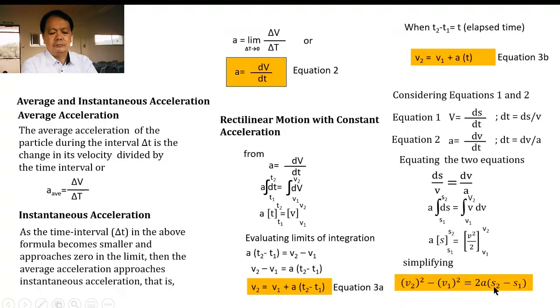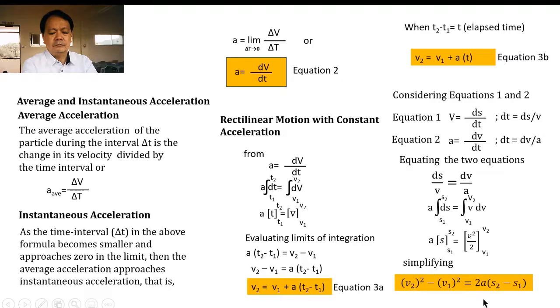Okay, makita natin that you have here s sub 2 minus s sub 1. Ano? If this s sub 2 minus s sub 1 shall be replaced by the change in the position, which shall be called s, therefore the equation becomes v sub 2 square minus v sub 1 square shall be equal to 2as, where s is the change in the position. Take note here that s sub 2 is the distance traveled during the second observation, and s sub 1 is the distance traveled during the first observation. And the difference between the two is the change in the position. So that you will have here v sub 2 square minus v sub 1 square equal to 2as, the formula that you have in your physics.